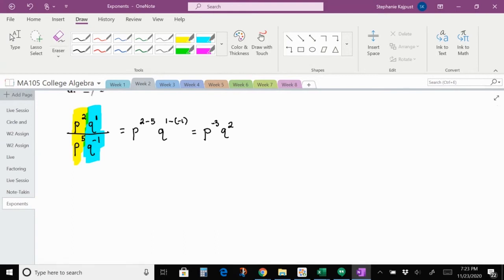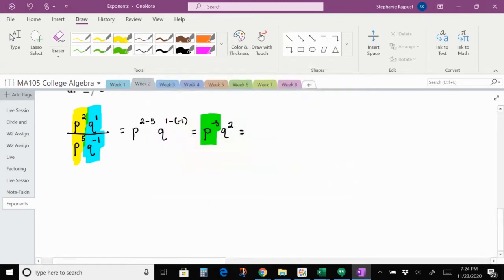Now, our final answer, we don't like to leave negative exponents in the denominator. Basically, leave anything with a negative exponent, whether it's on the top of a fraction or a bottom. We don't want to have negative exponents. So we want to take this p to the -3 and rewrite it so that it has a positive exponent. And we do that by taking the reciprocal. What that does here is we don't have a fraction. We're basically going to create a fraction where that p is going to be in the denominator.